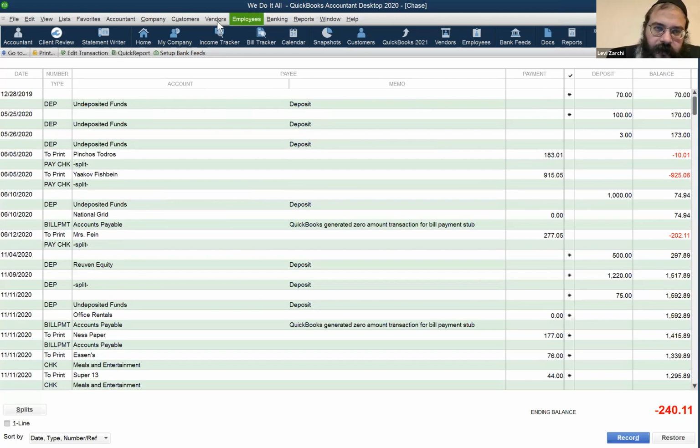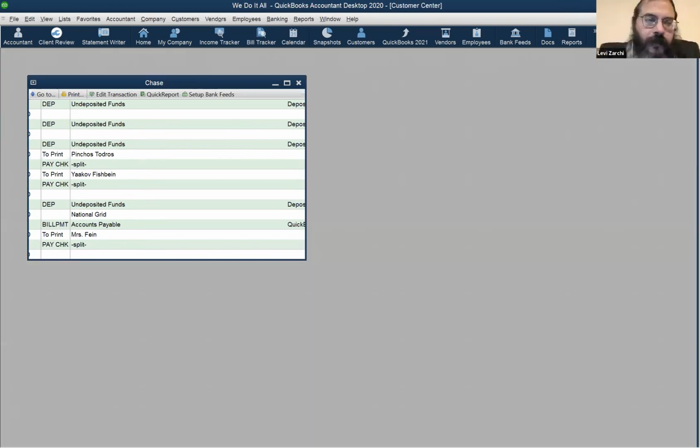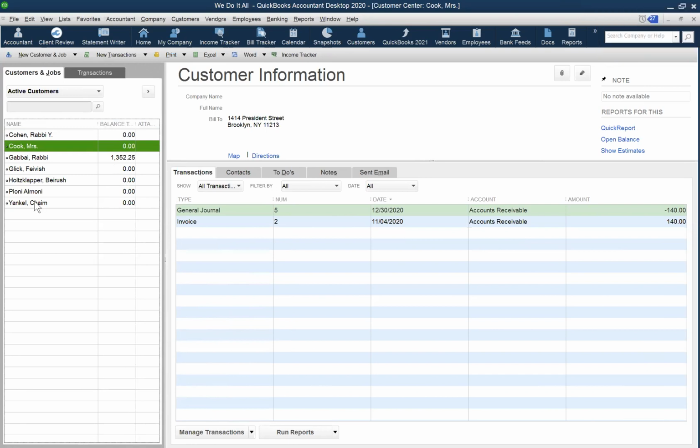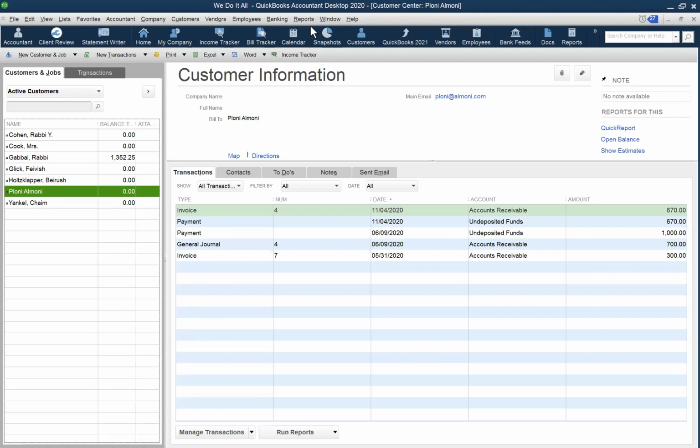Just start like this. Go to the customer center. The only one we have right now is Rabbi Gabay. Who do you have open? How many open balances do you have? On the left tab, I have Rabbi. Let me just see what you have. I still have Ploni Almoni for 300 and Yankel Chaim for 75. Okay, so the only thing you did is Mrs. Cook. You didn't do anything for Plenty of Money. I guess not. I thought I did, but no.